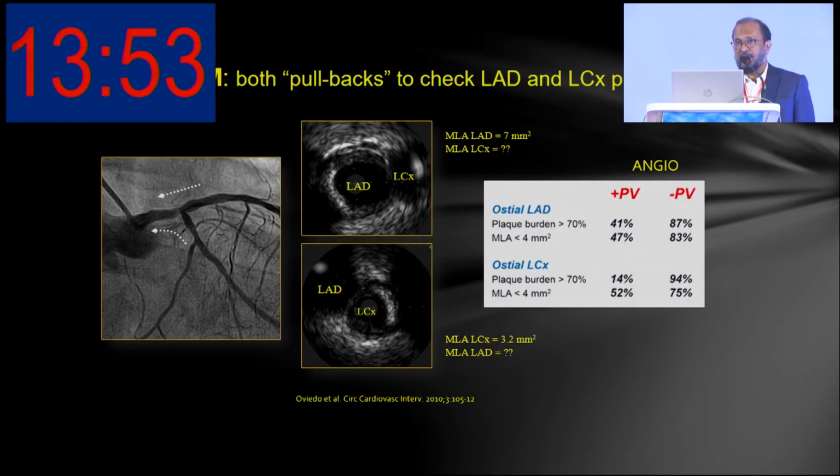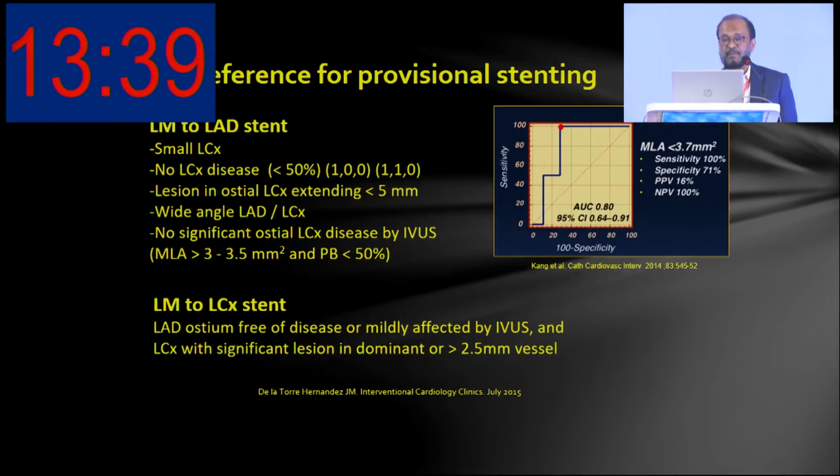So while doing left main PCI, we need to do IVUS both from the circumflex and the LAD, because we need to assess both the circumflex and LAD ostium properly. Otherwise, with one vessel, we won't get good information.